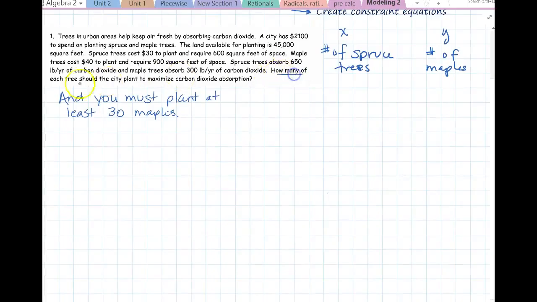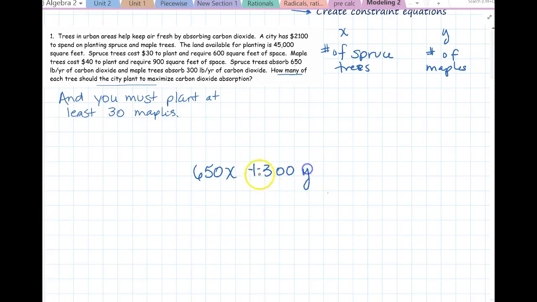So here it's saying how many of each tree should the city plant to maximize the carbon dioxide absorption. So I need to find out what the carbon dioxide deal is. And sure enough, I go right here. Spruce trees absorb 650 pounds per year of carbon dioxide. So that means for every spruce tree, it gets 650 pounds of carbon dioxide, whereas the maple trees, which is my Y, absorb 300. So I put 650X plus 300Y.